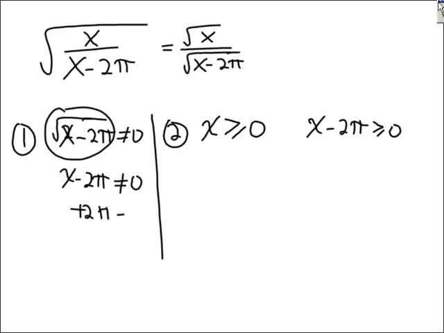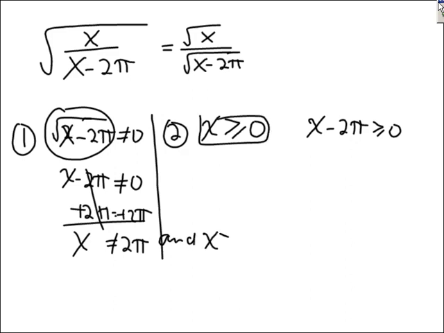Add 2 pi to both sides. On the left it cancels. x cannot equal 2 pi. And, well, this one's already solved for x. And x has to be greater than or equal to 0. Well, this is not redundant then, because if you're bigger than 0, you can be 2 pi. And we have to say no.